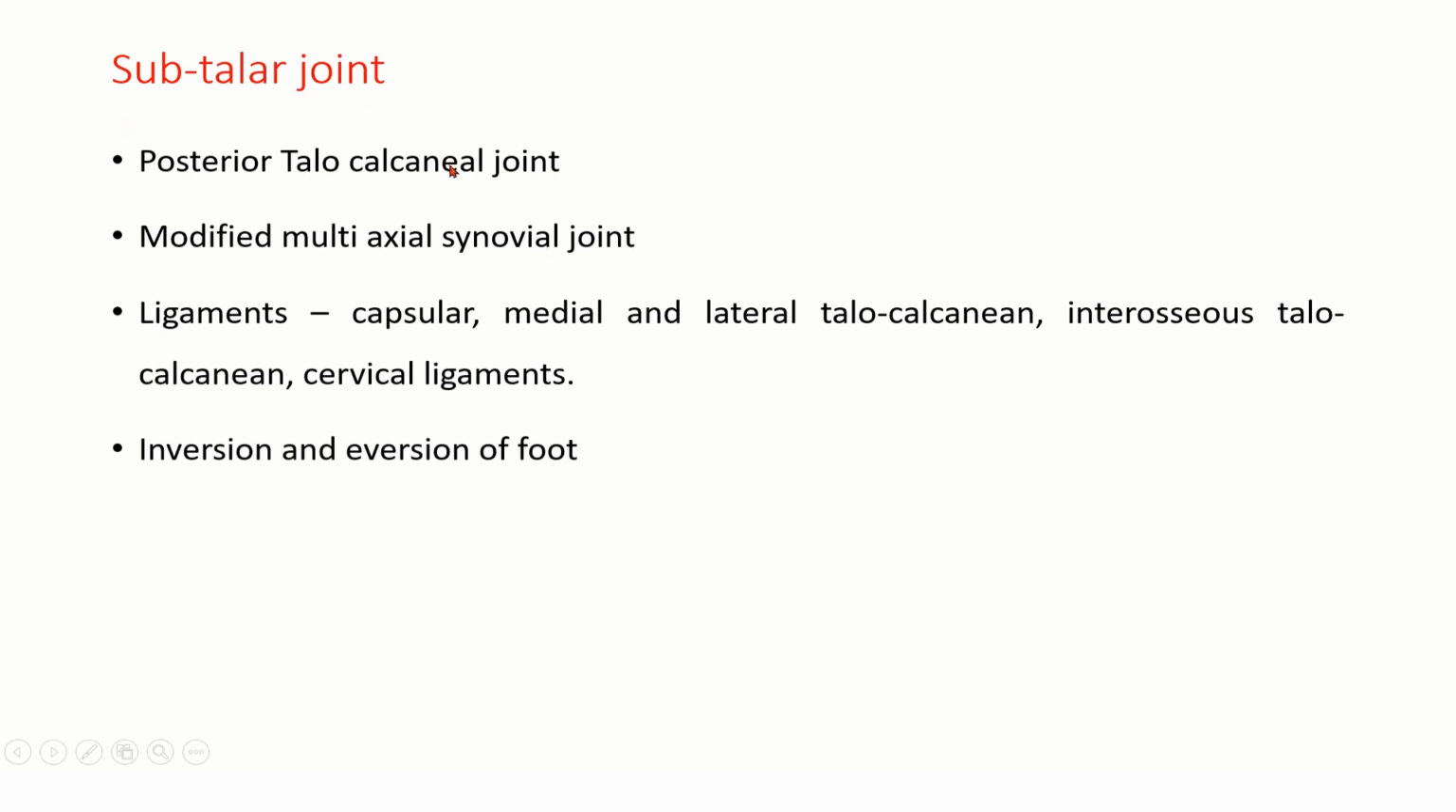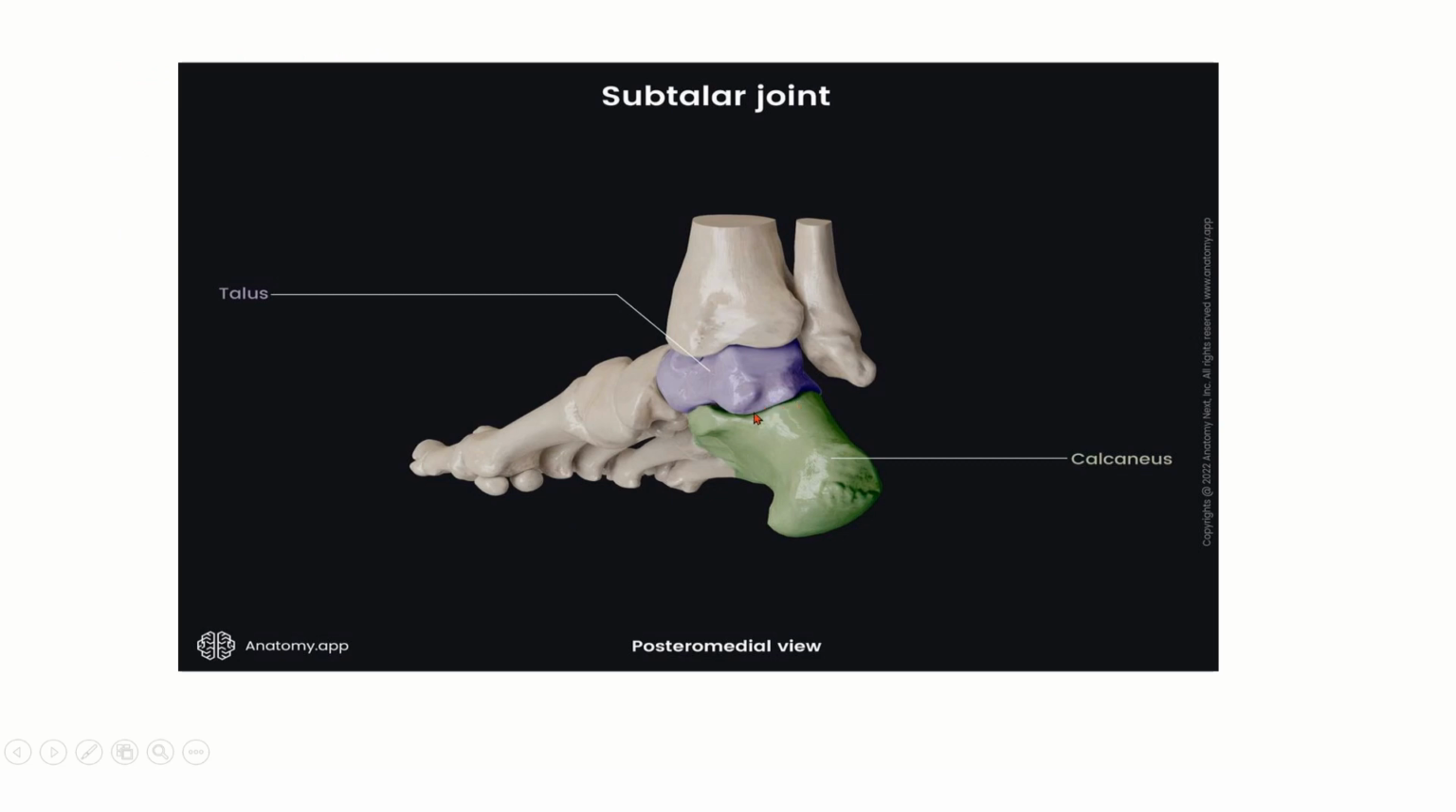So subtalar joint, it is also called the posterior talocalcaneal joint. It's a modified multi-axial synovial joint. The ligaments are the capsular ligament, medial and lateral talocalcaneal ligaments, interosseous talocalcaneal ligament, and cervical ligaments. So inversion and eversion of foot occurs at the subtalar joint. You can observe here, this is the subtalar joint between the talus and the calcaneum.